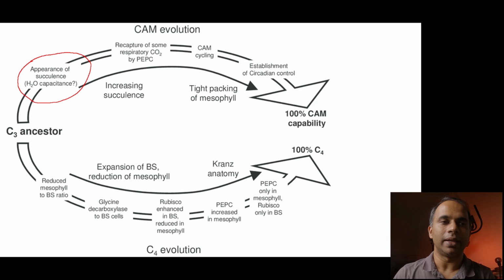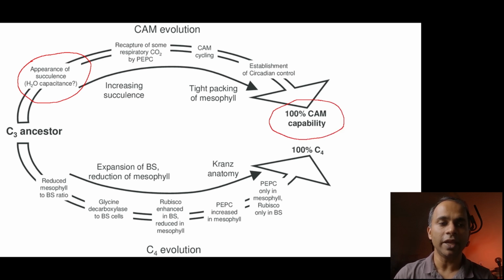And then what happened was that the succulent level increased, and as a result the mesophyll cells got very tightly packed. That is one of the natures of CAM plants. I will show you a section of a CAM plant towards the last part of this lecture. During this process they also recapture some respiratory carbon dioxide by PEP carboxylase, develop CAM cycling, and came up with circadian control. Circadian basically means day and night. Once all these things came together, they got 100% CAM capability.